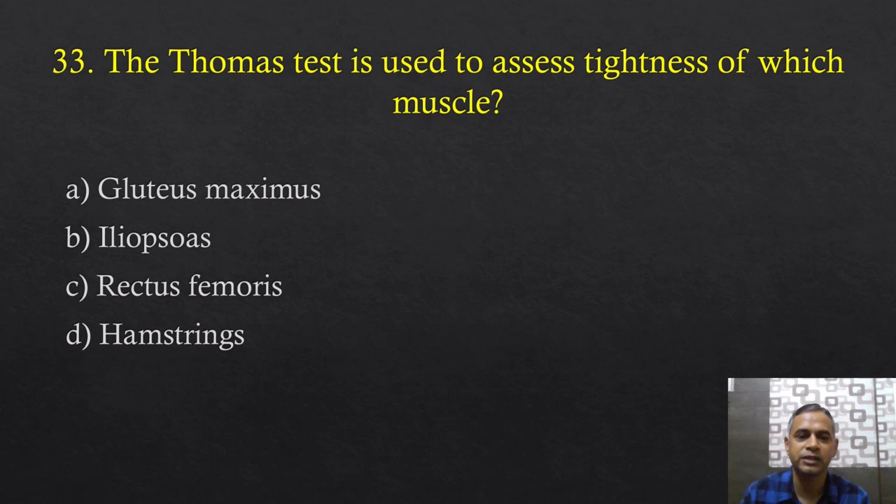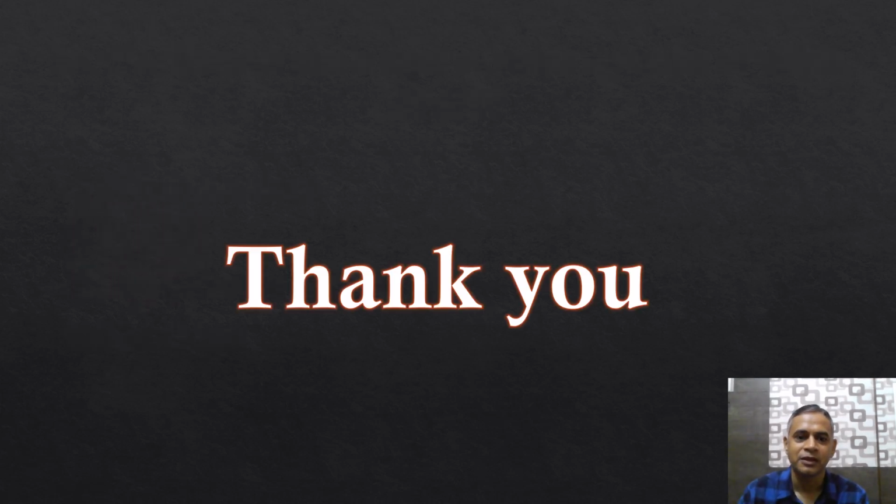Number 33. The Thomas test is used to assess the tightness of which muscle? A. Gluteus maximus. B. Iliopsoas. C. Rectus femoris. D. Hamstring. So the answer is iliopsoas.